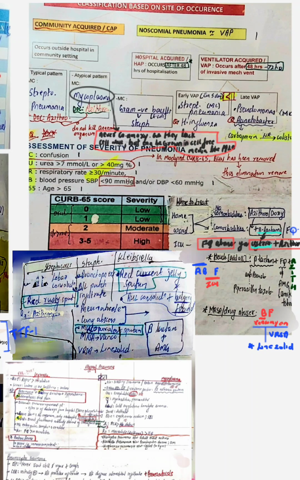For 0 and 1, oral drugs are given and they are followed up on an OPD basis. If the score is 2, admit in the ward. If the score is 3 or more, admit the patient in ICU. For 0, 1, 2, if there are no comorbidities, for example diabetes mellitus is absent, just give azithromycin. If comorbidity is present, in addition to azithromycin we have to add beta lactams.